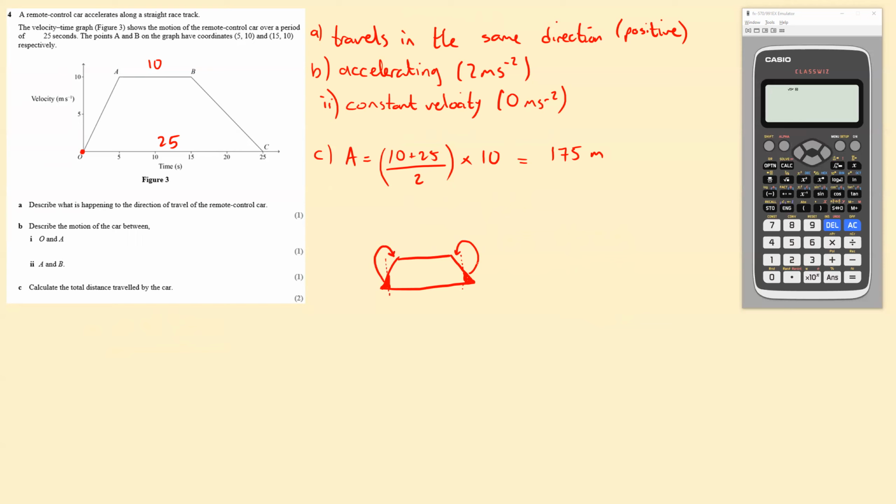And of course, a rectangle is just base times height. So that's all you're doing here. And that helps me remember the formula, actually. I want to find the average of the two sides and then just times by the height of it.